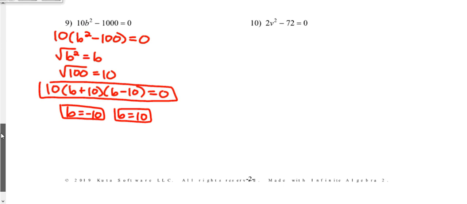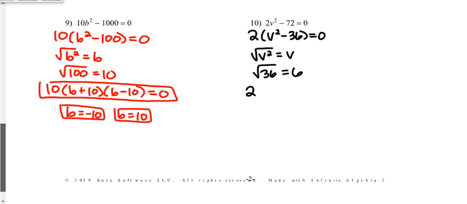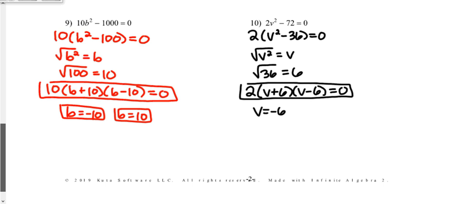Taking a look at number 10, there's a common factor of 2. But that leaves us with the difference of squares because v squared is a perfect square, as is 36. So our factored form would have a 2 out in front, and then we're going to do v plus 6 and v minus 6. And then solve. So we would subtract 6 to get v equals negative 6 and add 6 to get v equals positive 6. And that was your homework for target 7.